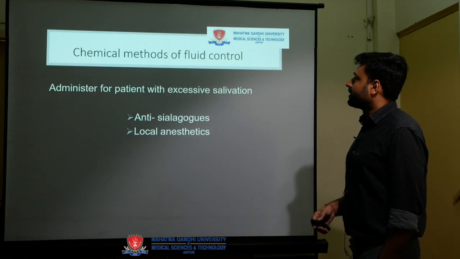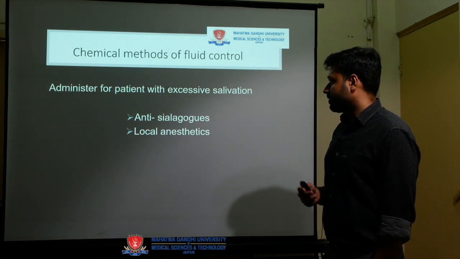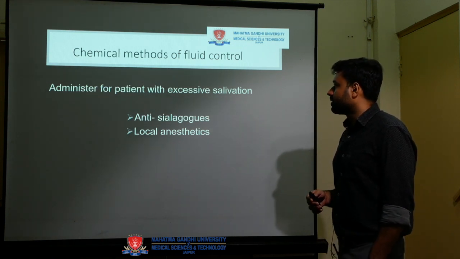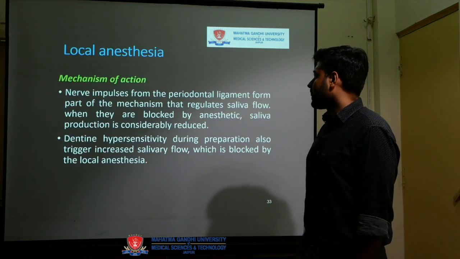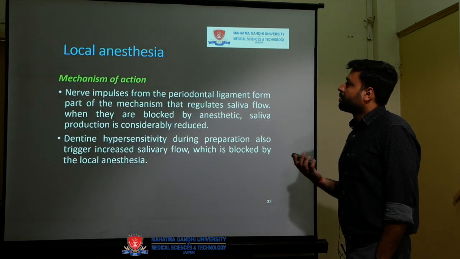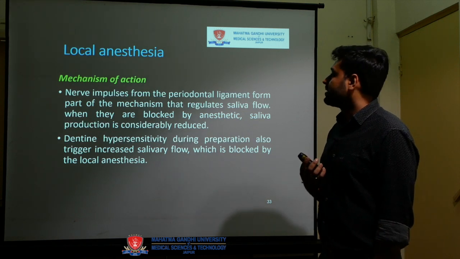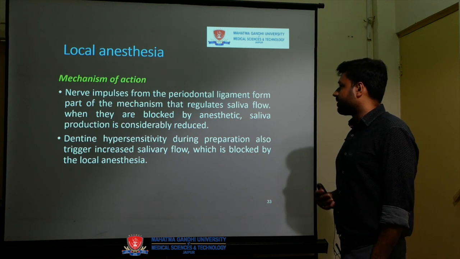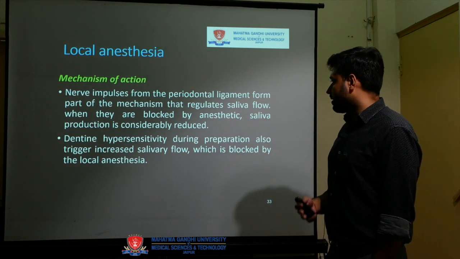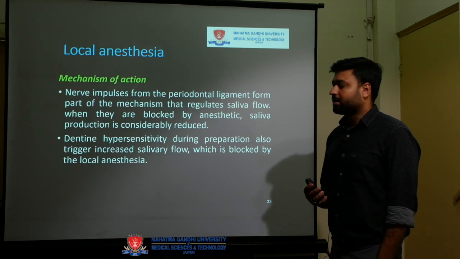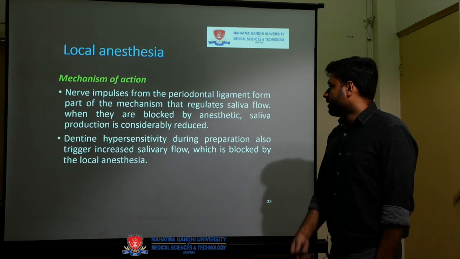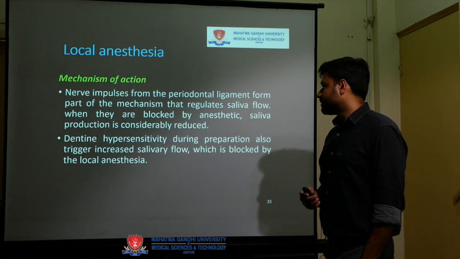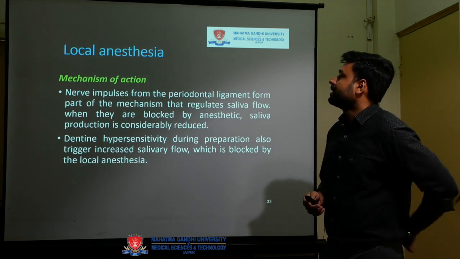Now we have the chemical methods for fluid control. If the patient has excessive salivary flow, we can give medicines like antisialogogues and local anesthetics to reduce the salivary flow. You all know about local anesthesia and its mechanism of action. Impulses from the periodontal ligament form part of the mechanism that regulates the salivary flow. So when they are blocked by an anesthetic, salivary production is considerably reduced, and dentin hypersensitivity during preparation, which also triggers increased salivary flow, is blocked by local anesthesia.